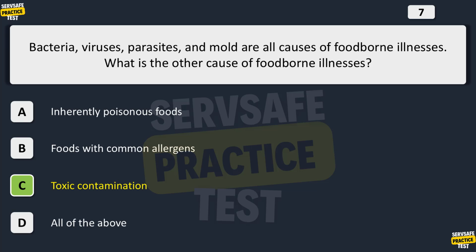Allergies are immunological conditions that are triggered by allergens, but allergic reactions are not considered a foodborne illness.